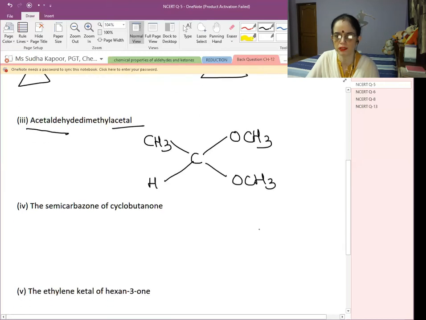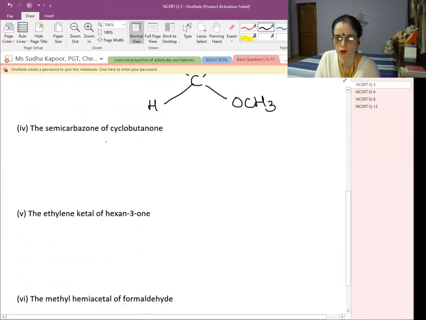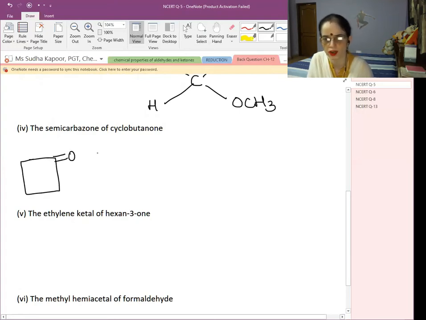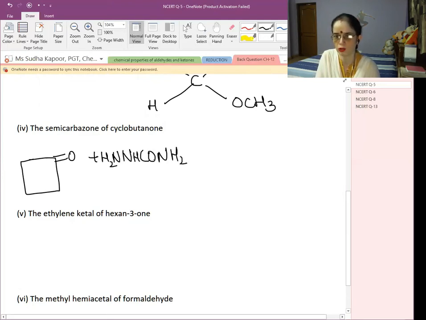Then cyclobutanone semicarbazone of cyclobutanone. So what is cyclobutanone? First of all, we will be drawing cyclobutanone. In some cases, drawing the structure directly is easy, but in some cases, it becomes a little bit difficult for you to draw. Then we will take semicarbazide. Must remember how to write semicarbazide because this part is resonance stabilized. So don't eliminate water from CONH2 part. So this water is eliminated from here and we will get the required answer, NNHCONH2.